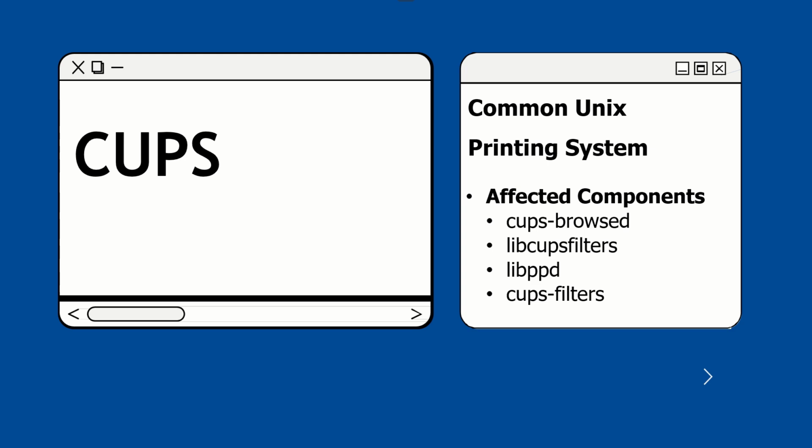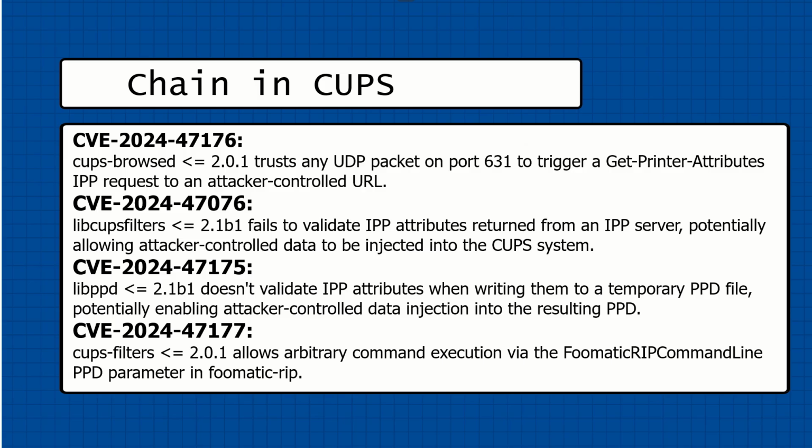So these are the CVEs: CVE-2024-47176, 47175, 47177, and 47076. These are the CVE IDs that are associated with this vulnerability. So let's move on to the demo part, so you will get a better understanding.